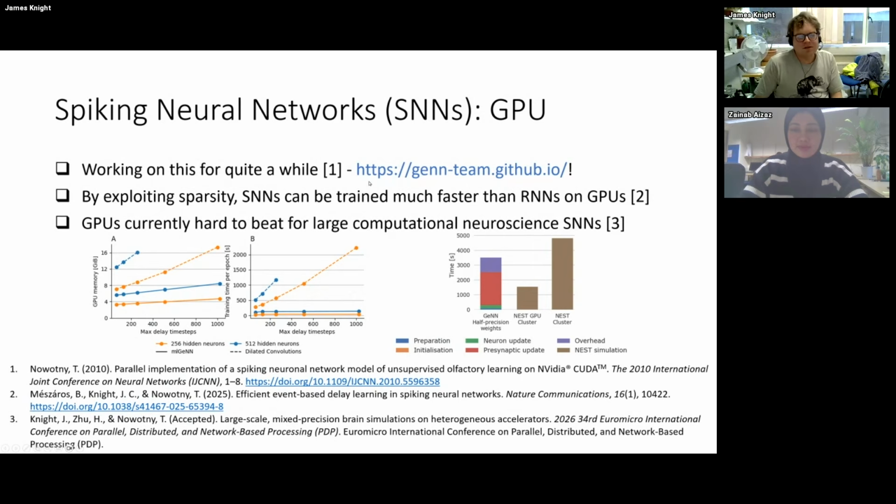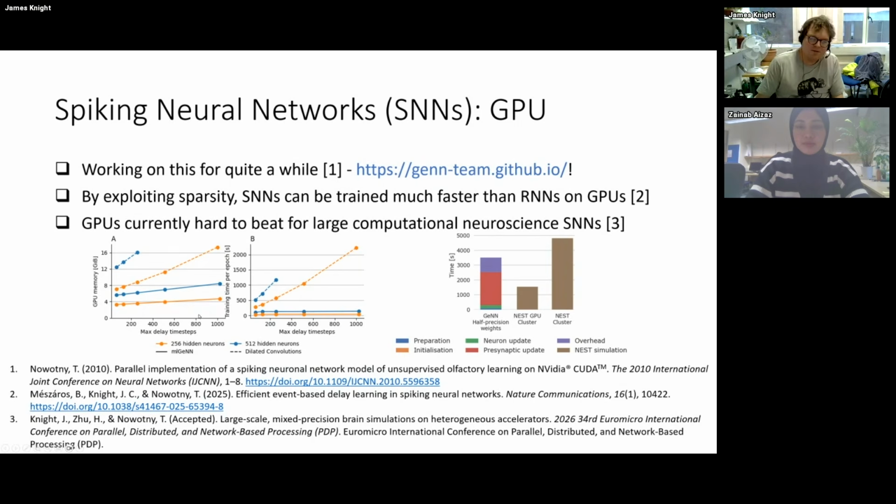In short, we've got two main conclusions from all these years of work. By exploiting the sparsity that we've talked about, the sparsity of the spikes, spiking neural networks can be trained much faster than RNNs on GPUs. For us, this is really exciting, because this is saving in training time and memory, not just inference.